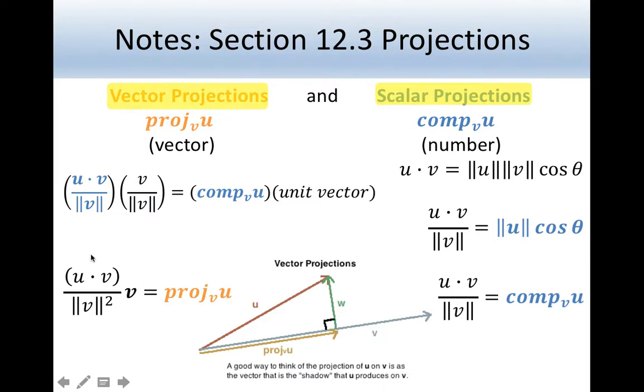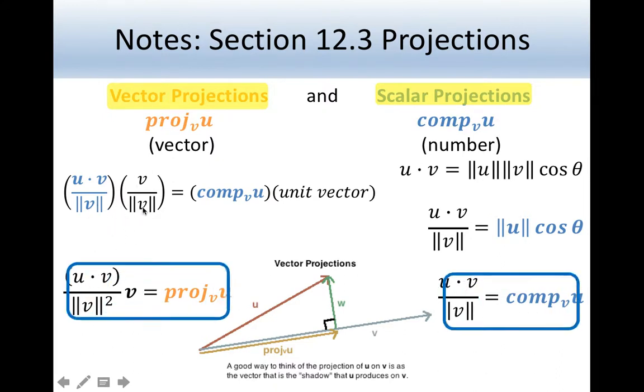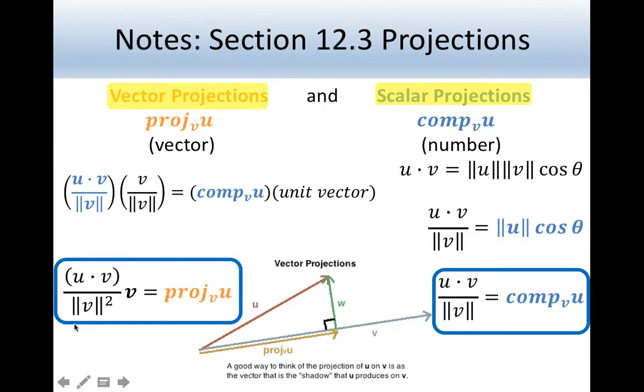Notice here, you could just write it like this, right? Magnitude of v times magnitude of v is where I got magnitude of v squared. And then remember this, right? That is your vector v. So vector v divided by its magnitude is a unit vector, its length is 1, but multiplied times the actual length of the shadow that I want, gives me the projection vector.